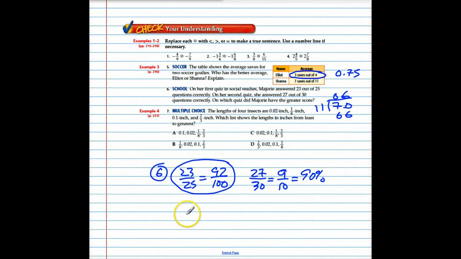Lengths of 4 insects. Last problem. 0.02. 1/8 is 0.125 from your table on the other page. 1/10 of an inch would be 0.1. And 2/3 would be one of our repeating decimals, 0.6 repeating.